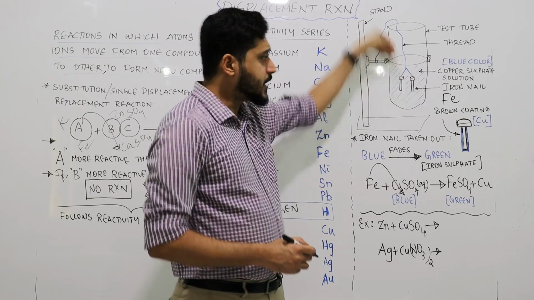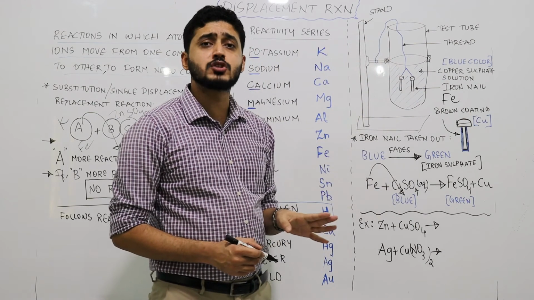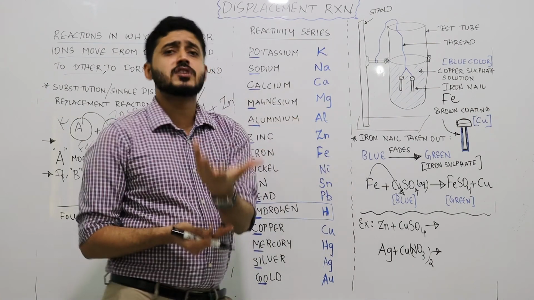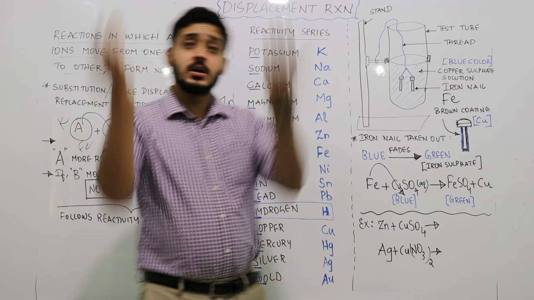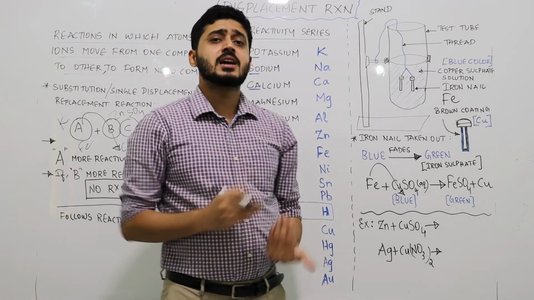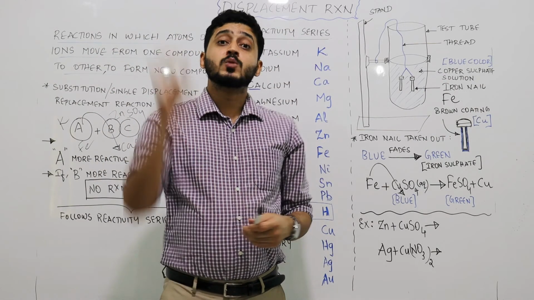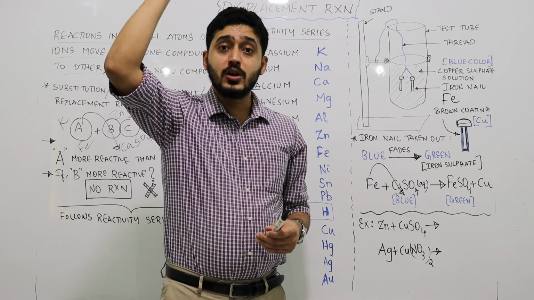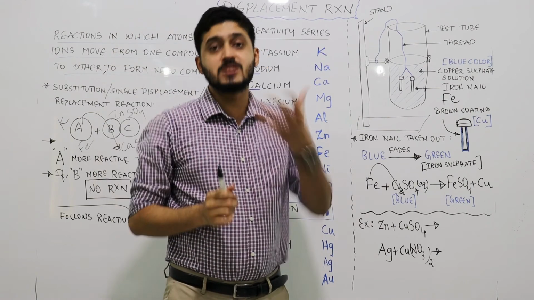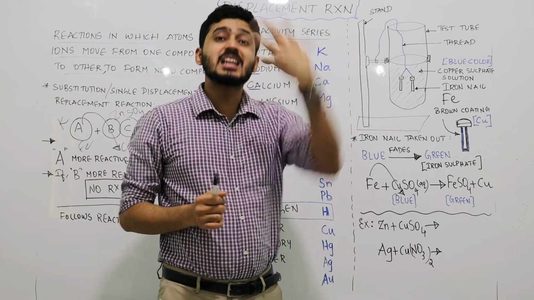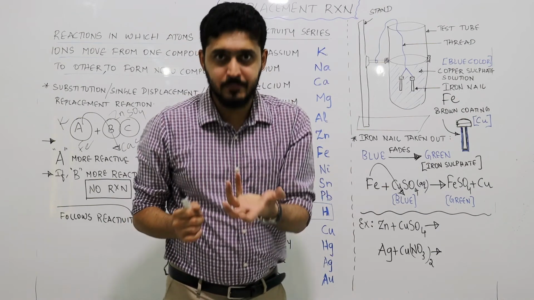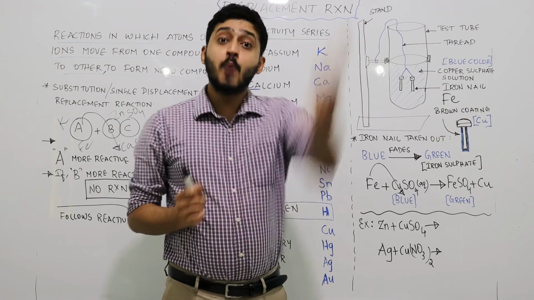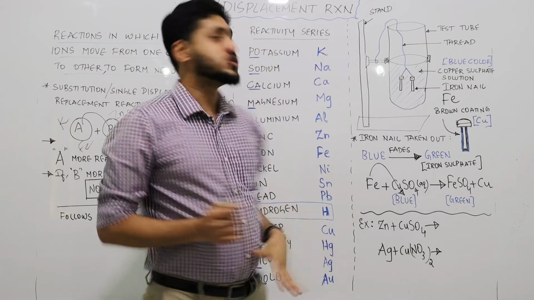Okay. Now, instead of iron, if you dip copper in iron sulfate solution, will the reaction take place? No, because copper is less reactive than iron. So always remember, the more reactive metal is the one you dip in the solution. The least reactive metal should be taken as the solution.